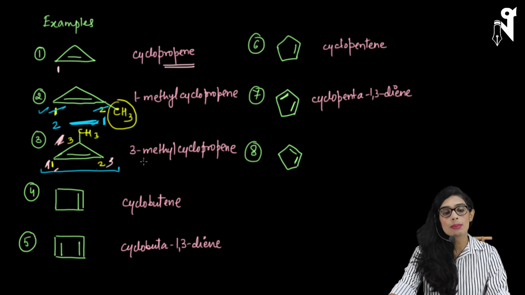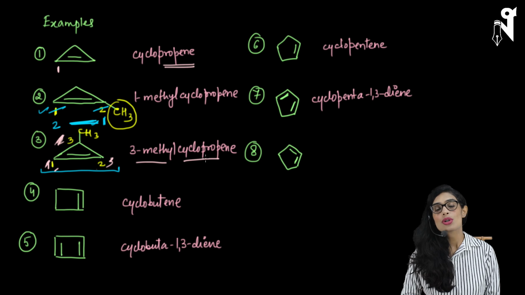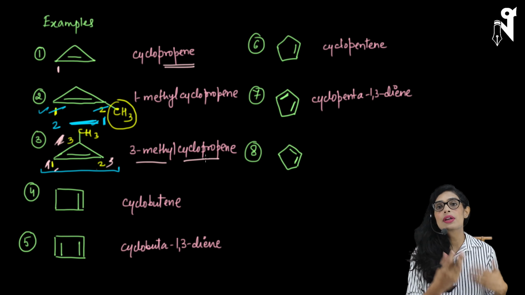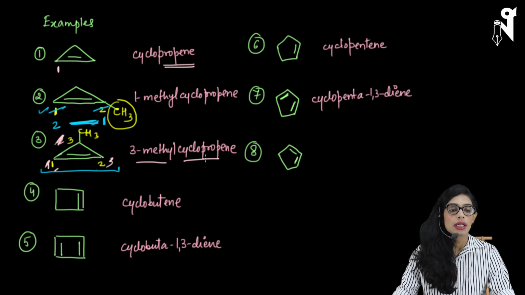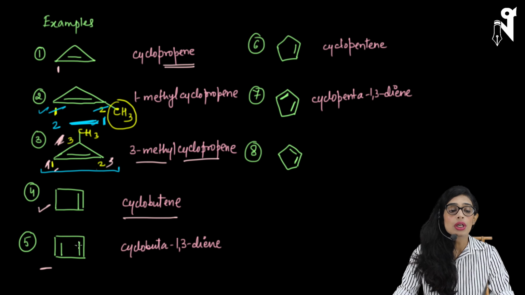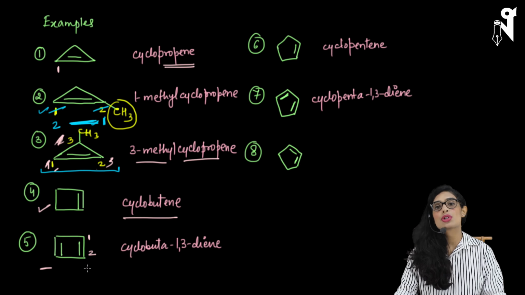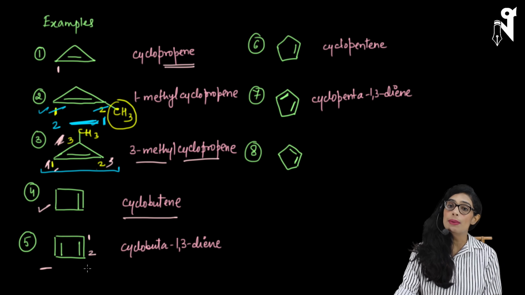So the name will become 3-methyl cyclopropene. We are not mentioning the position of the double bond because, as I mentioned, by default the position for the double bond is position 1, and that's what we give in every case. Now, next, this compound: you have a double bond, 4-membered chain, cyclobutene. If you have 2 double bonds in the chain, what will you do? You will again start numbering in such a way that one pair of double bond carbons gets positions 1 and 2, and then accordingly respective positions are given to the other double bond carbons.